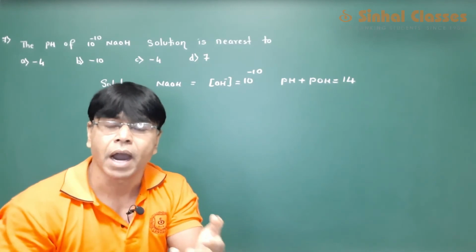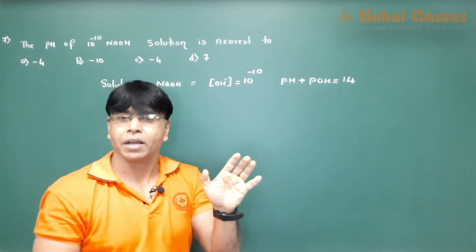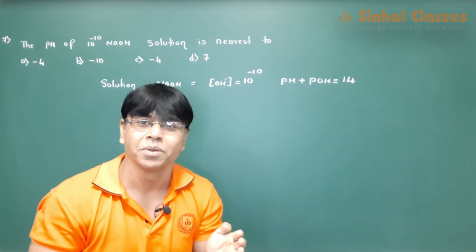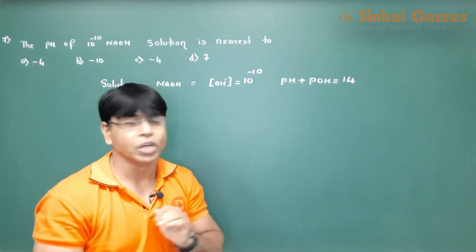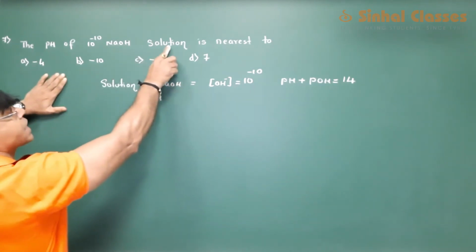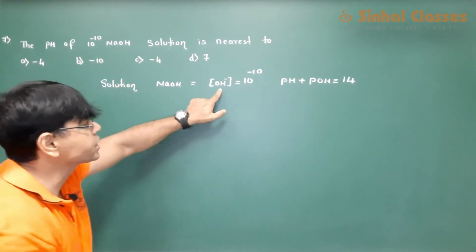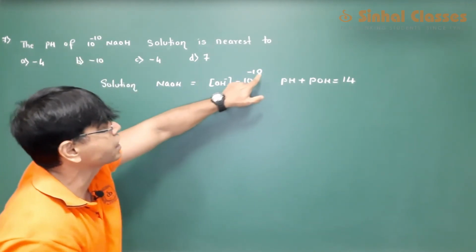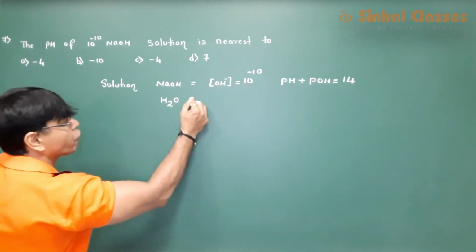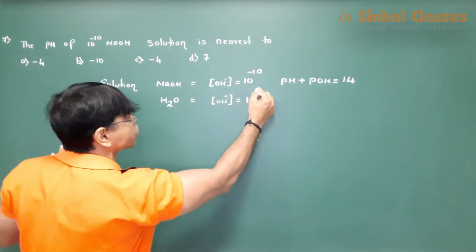But just mind it, how can you say that? It's NaOH, it's a base, it cannot have pH less than 7. So you have to think properly. In that case, first thing, this is NaOH solution. What they have given is, the OH coming out from NaOH is 10 raised to minus 10. Similarly, since it is a solution, from water also OH will come out. The OH coming out from water is 10 raised to minus 7.